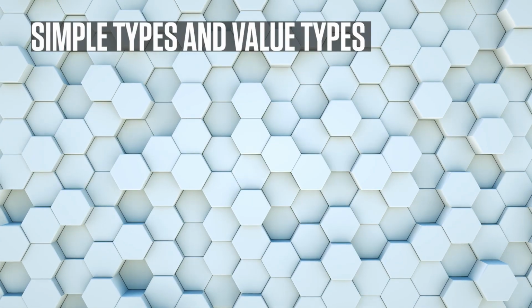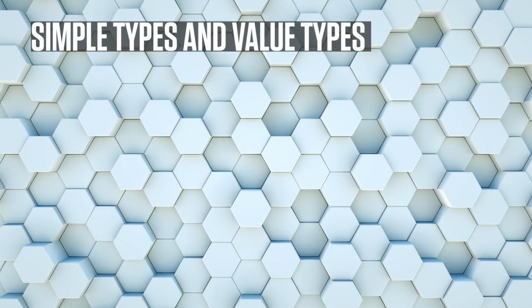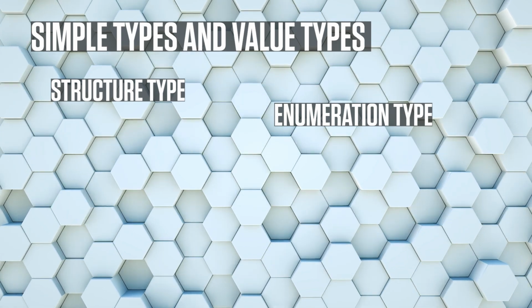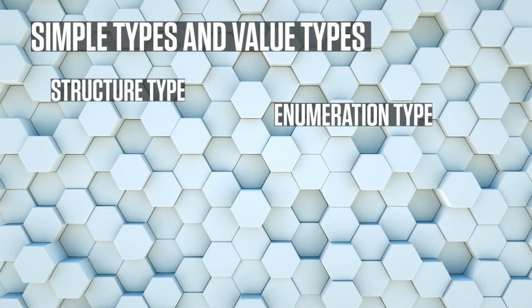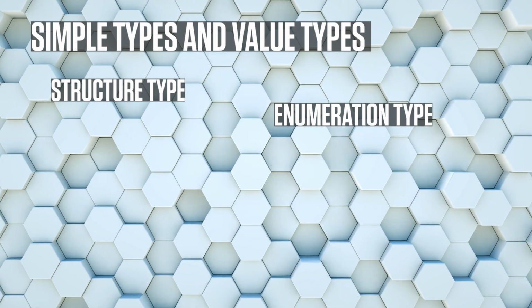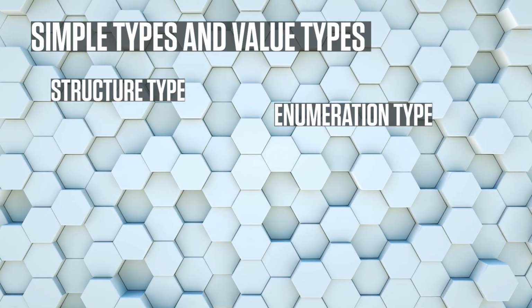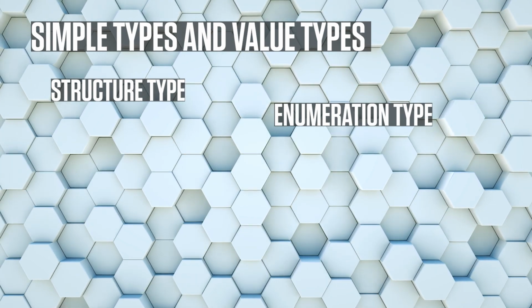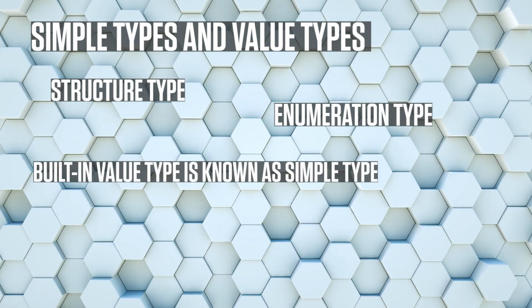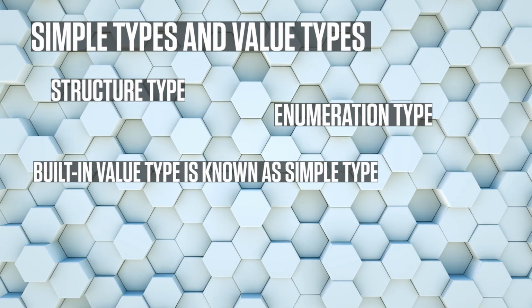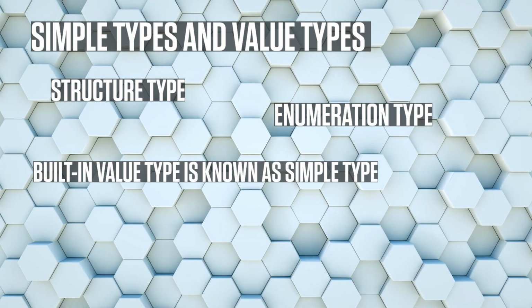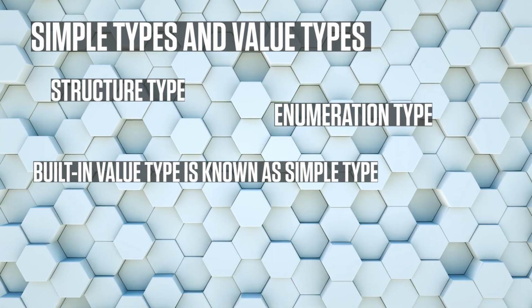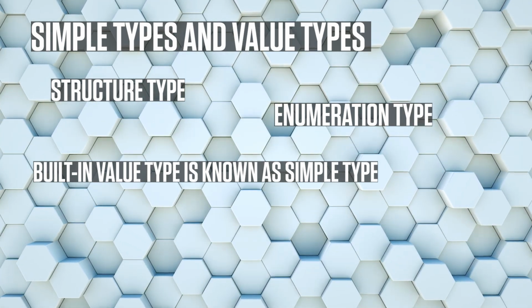Value types are types that can contain a value. It could be a structure type or an enumeration type. That is what Microsoft would want to teach you, but I would say that it's most likely too complex for the vast majority of new developers. So let's boil it down to what it really is. A built-in value type is also known as a simple type. A simple type can only contain a single value. That is a much better way of actually remembering it.